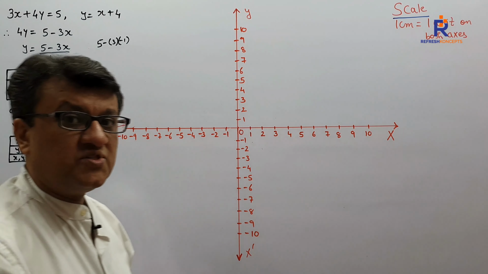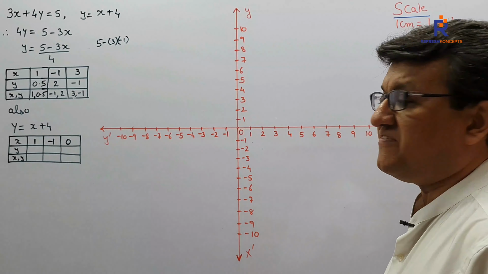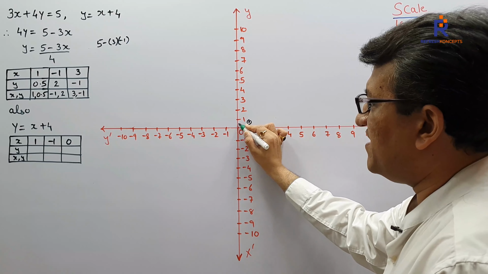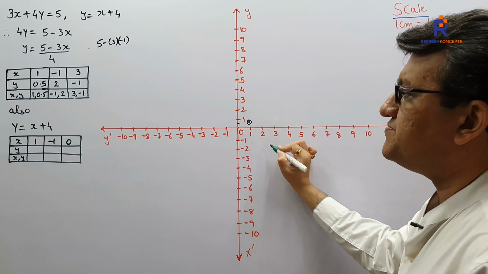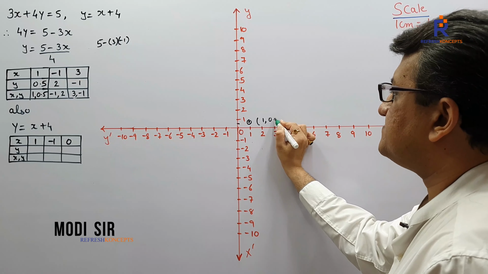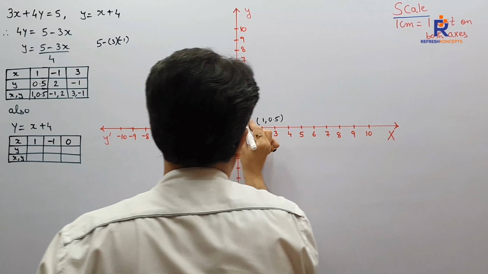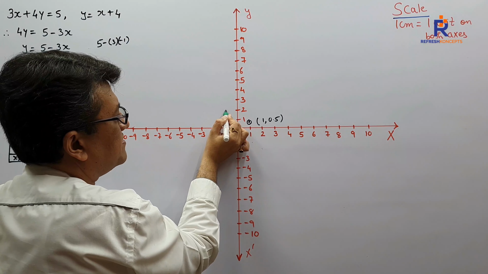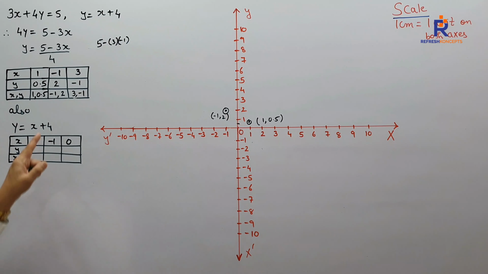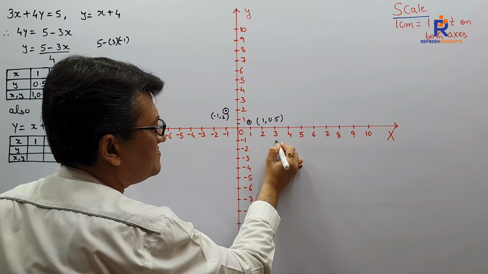Now the time has come to plot the line graph. First, 1 comma 0.5, somewhere here in between. 0.5 in between, children, here. So I'll write down 1 comma 0.5. Minus 1, 2, here. And 3, minus 1, somewhere here.